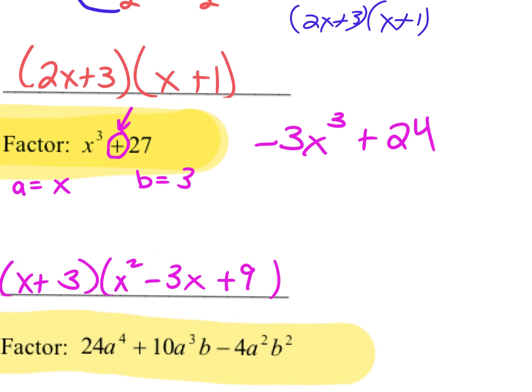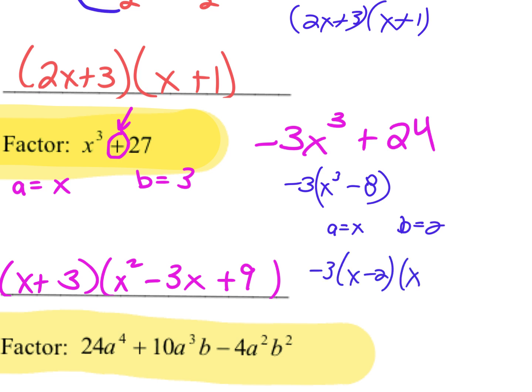And this problem here, which was one of the versions on the test, what would you do? GCF first. What do you take out? Negative 3. You're left with x cubed, what? Some of you left it just like that. It's the difference of cubes. What's your A term? X. What's your B term? 2. So this would be negative 3 times x minus 2, x squared plus 2x plus 4.